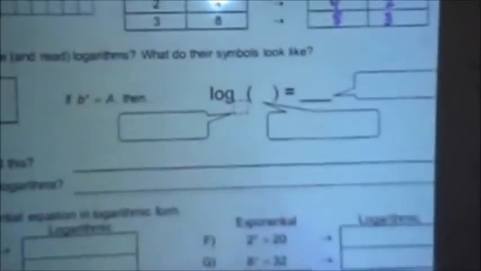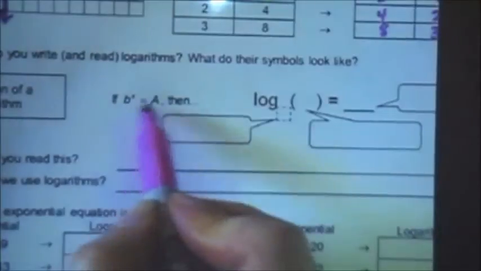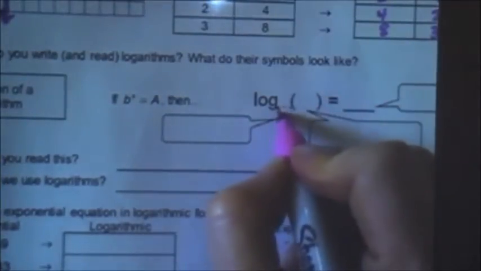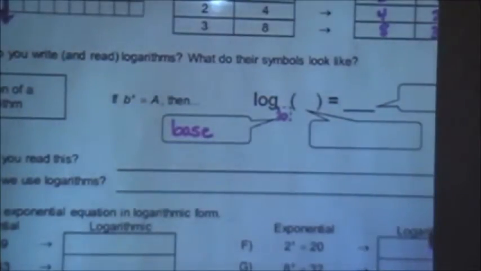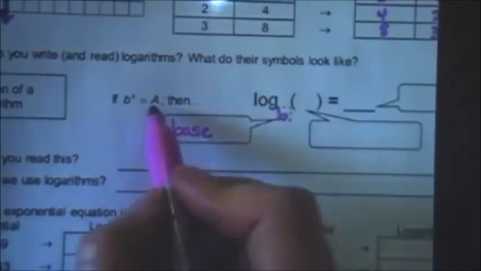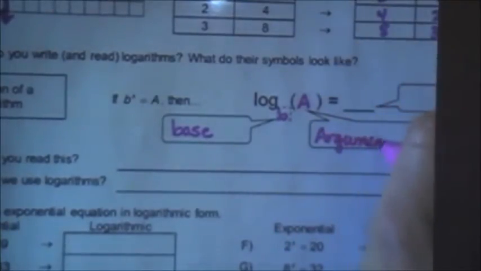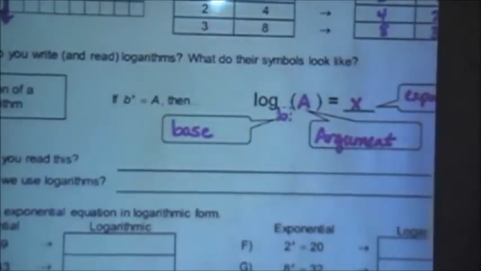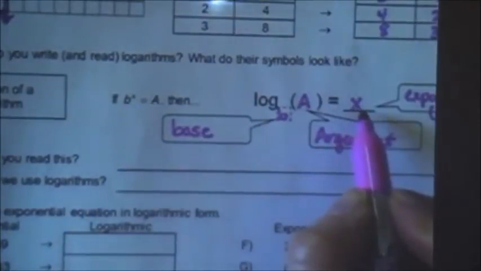All right, so we've already kind of discussed this a little, but we're going to talk a bit more about this. This is my exponential, b to the x power equals a. So that b shows up again right here in my logarithm, and it's called the base. It was the base in the exponent, and it's still called the base in the logarithm. Now the a is called the argument. And then the x is moved over here, and it's called the exponent or the answer. It's the exponent in the exponential, it's the answer in the logarithm.